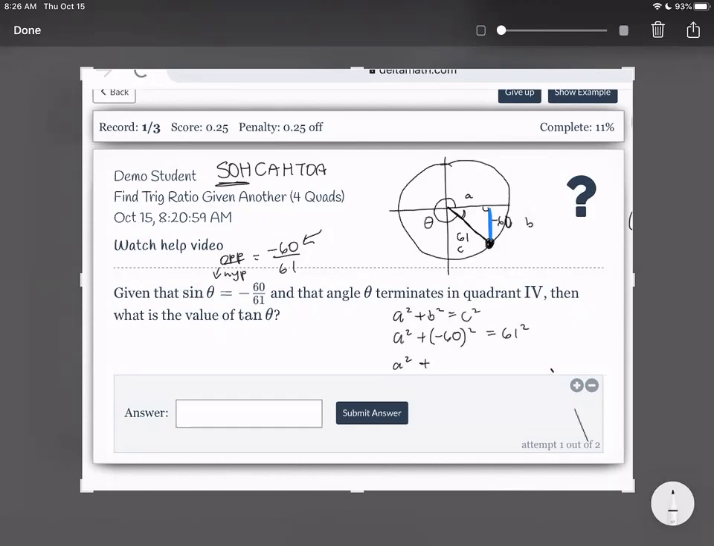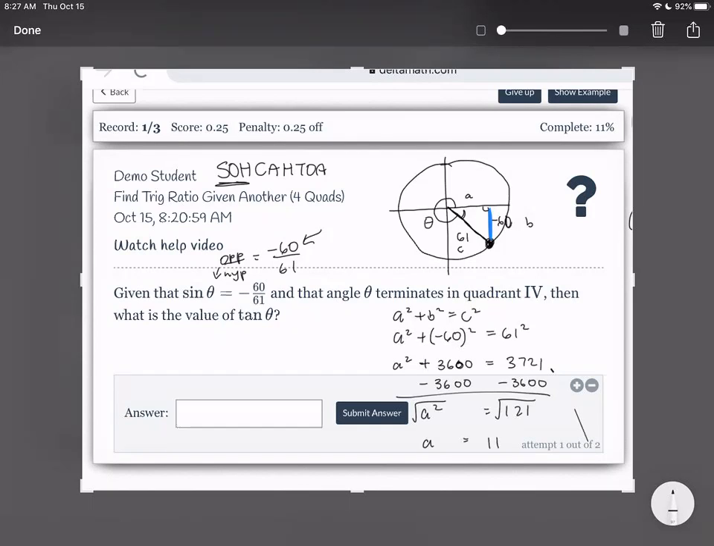And so we're going to simplify this. So negative 60 squared is 3600, equals, I don't know what 61 squared is, so I'm going to use a calculator. It would be 3721, and then subtract, you get a squared is equal to 121, and square root, you get a is equal to 11.